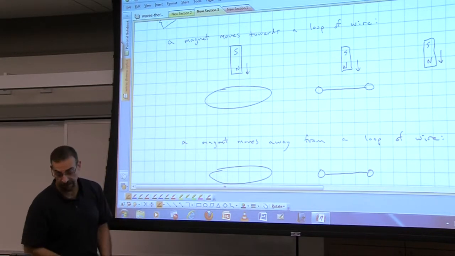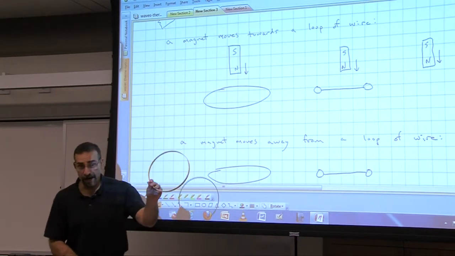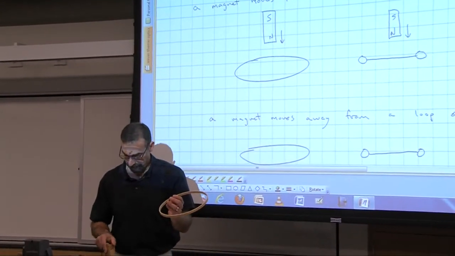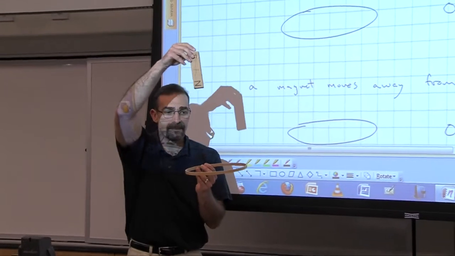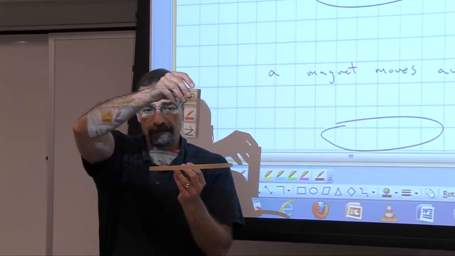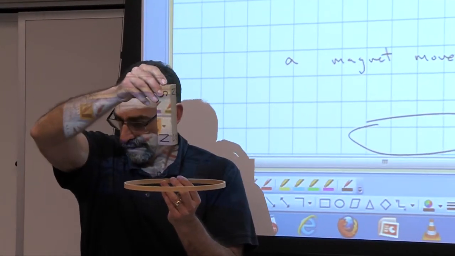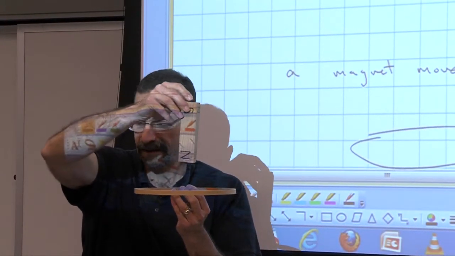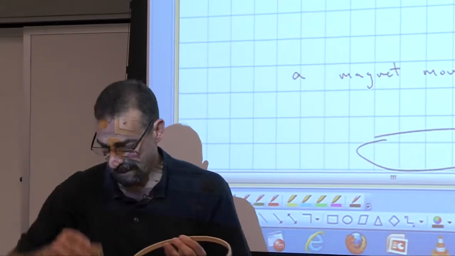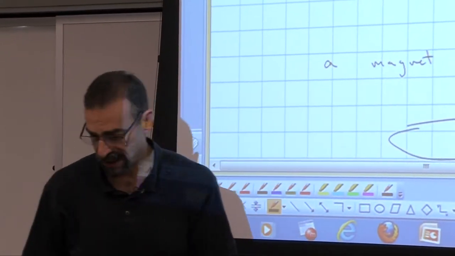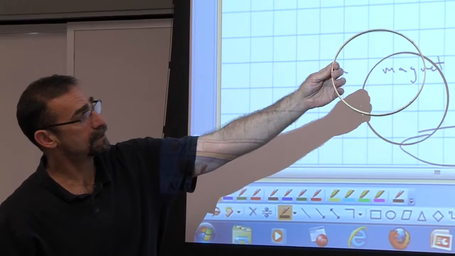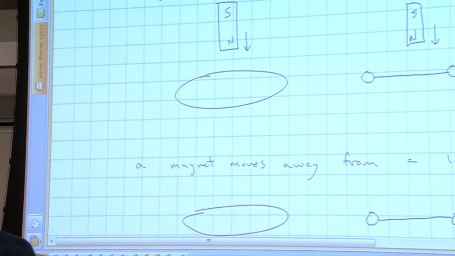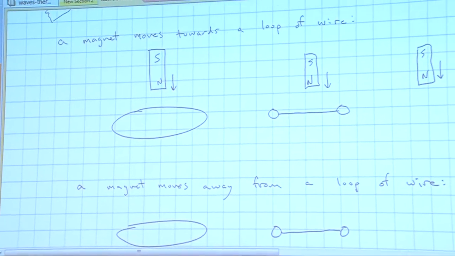Okay, let's do this. Loop of wire. Take your magnet. Drop the magnet towards the loop of wire. What happens as it approaches the loop of wire from above? Let's fill in the dot and cross here. Show me which direction is the current that's induced in that loop of wire.